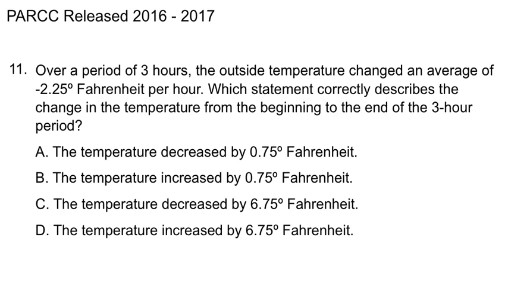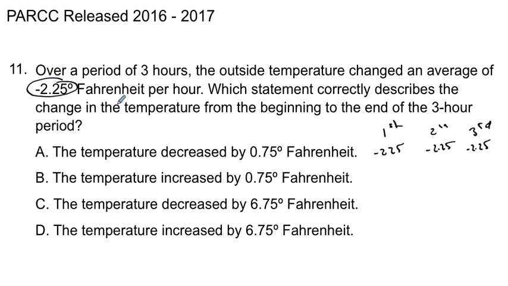All right, a couple more. Number 11, over a period of 3 hours, the outside temperature was changed by an average of negative 2.25. So in the first, second, and third hour, it went down an average of negative 2.25 per hour. In the first hour, it went down 2.25. In the second hour, it went down another 2.25. And in the third hour, it went down another 2.25, right? This is how much it changed per hour.